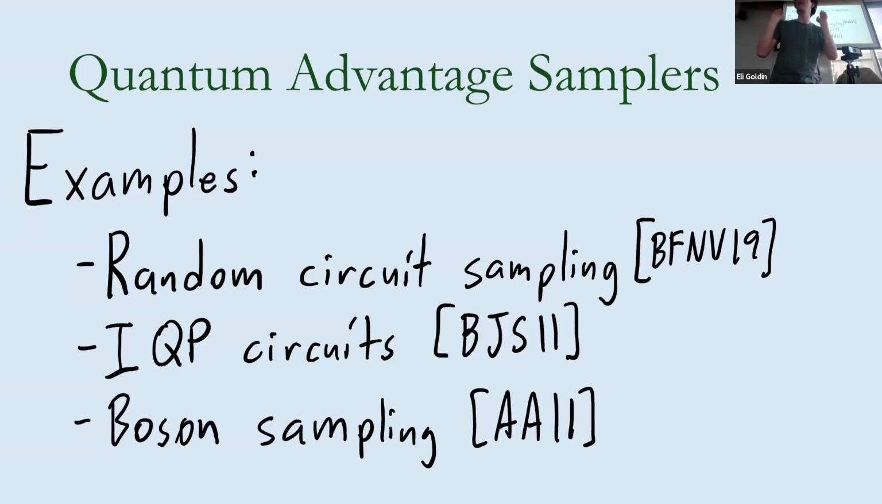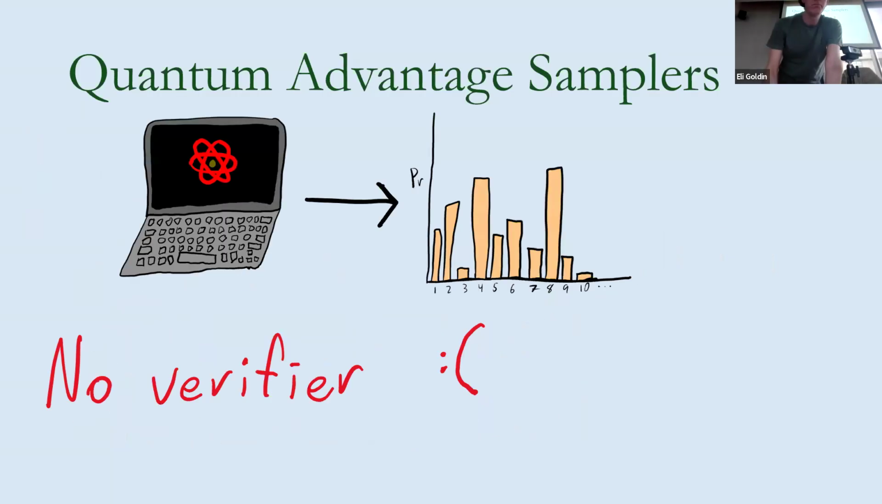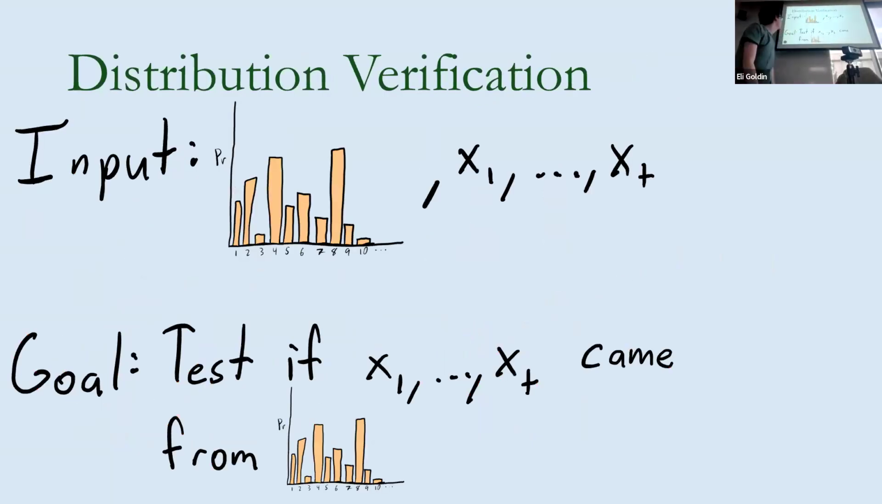But these are like long strings. Right. And so one kind of solution that we could hope for to the fact that there's no generic verifier for quantum advantage sampling is to just be able to verify distributions. So in this talk, we're going to be talking about the task of distribution verification, where you're given some input, which is a description of a distribution, as well as some number of samples from that distribution. And your goal is to test whether those samples really came from that distribution.